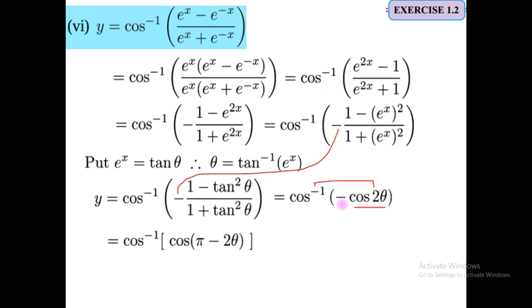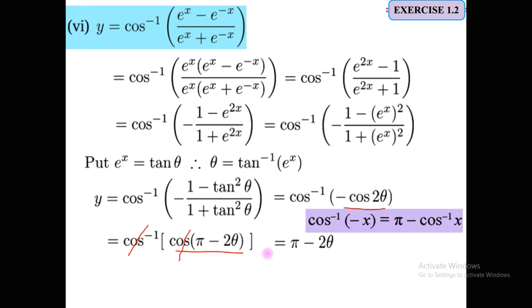See, I can write this further as minus cos of 2 theta. I can write it as cos of pi minus 2 theta, because it is negative and I know pi minus 2 theta is going to be in the second quadrant, where cos is negative. I am going to replace this whole term, that is minus cos 2 theta, by cos of pi minus 2 theta, so that in the next step I may get only pi minus 2 theta.